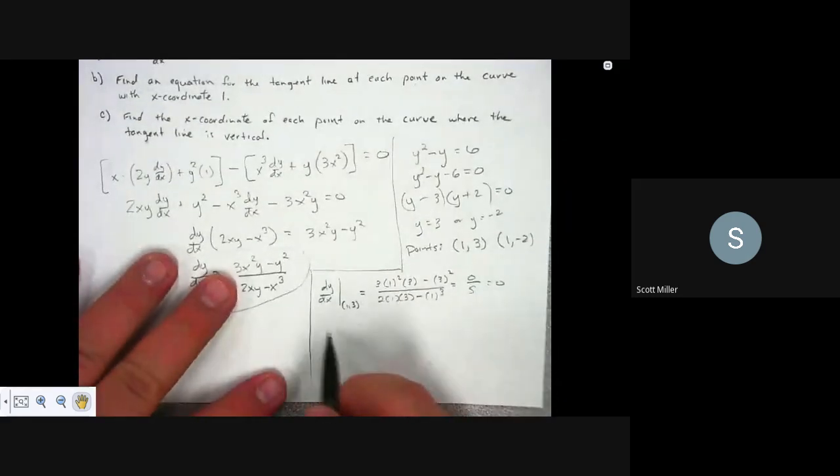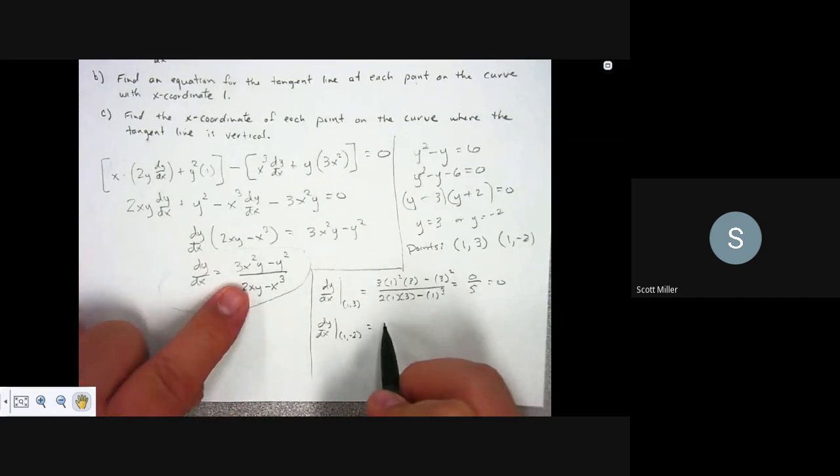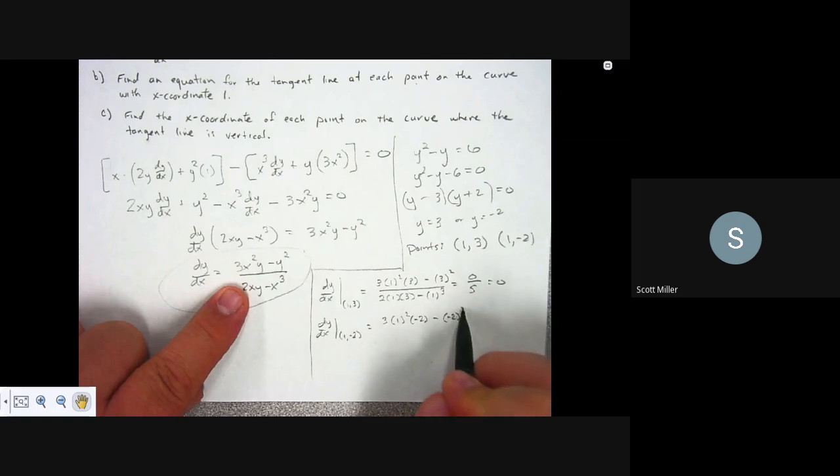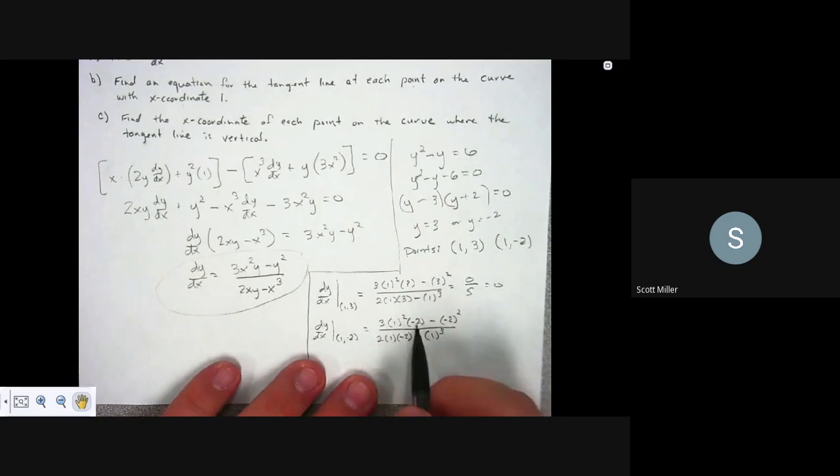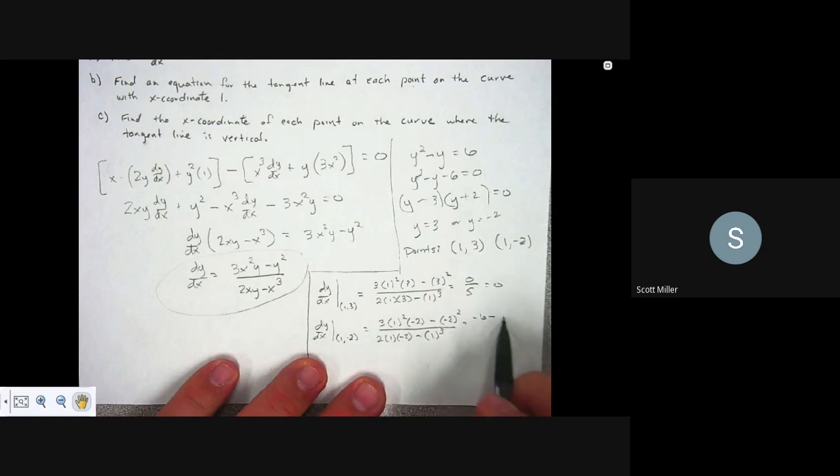So this thing is just 0. And then the next one, what is dy/dx evaluated at the point (1, negative 2)? Again, plugging it in gives me 3 times 1 squared times negative 2 minus negative 2 squared. Down here I have 2 times 1 times negative 2 minus 1 cubed. So we need to work this one out. On top, 3 times that is negative 6, minus a 4. Down here I'm going to have a negative 4 minus a 1. So this looks like negative 10 over negative 5, which is simply a 2.